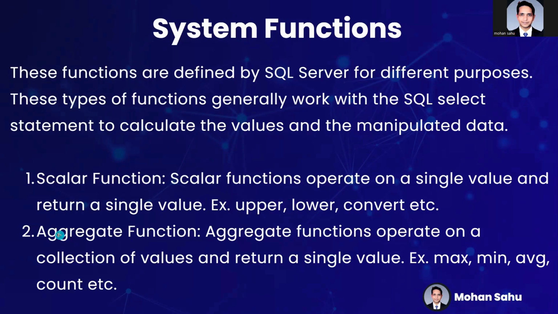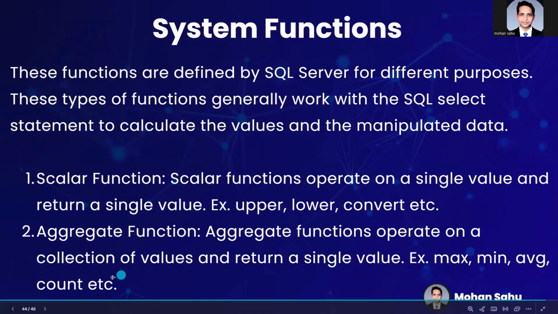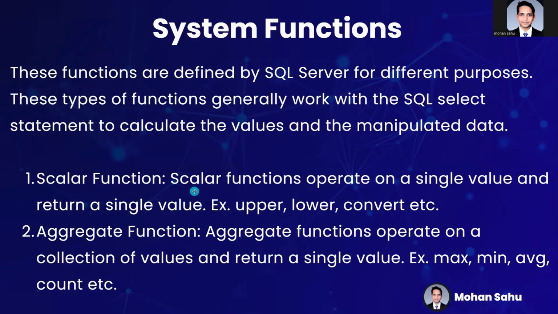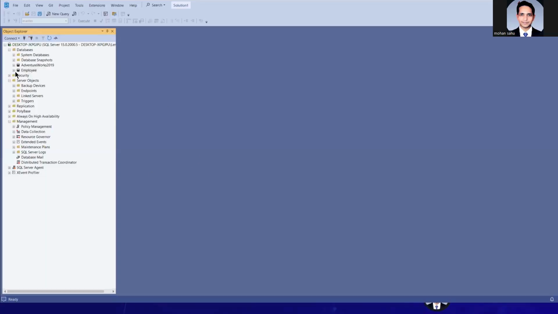And then we have aggregate functions. Aggregate functions operate on a collection of values and return a single value. For example, max, min, average, count. So there will be many rows, and out of that we can extract the maximum, minimum, or average. So let's move to SSMS, and there we'll see what those functions are and how we can use them.